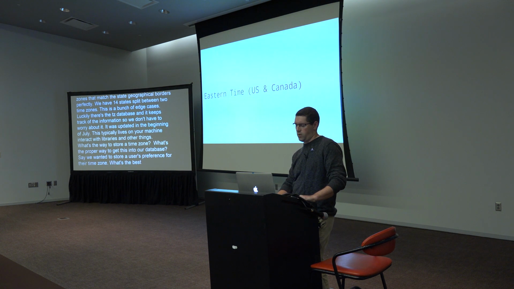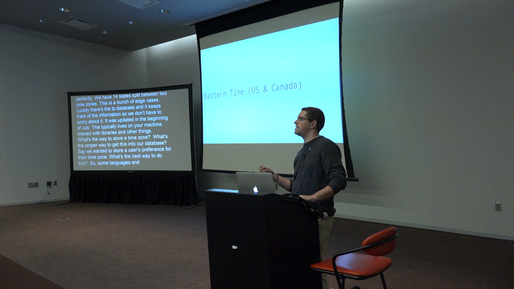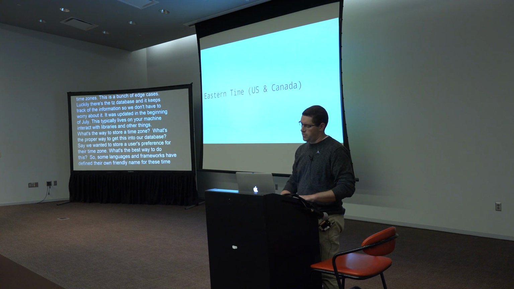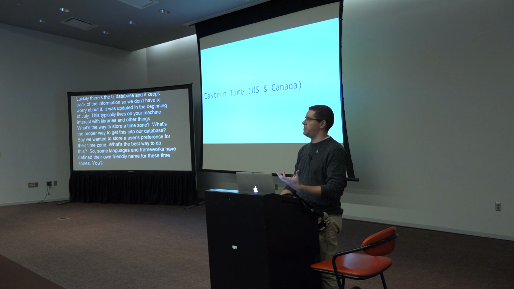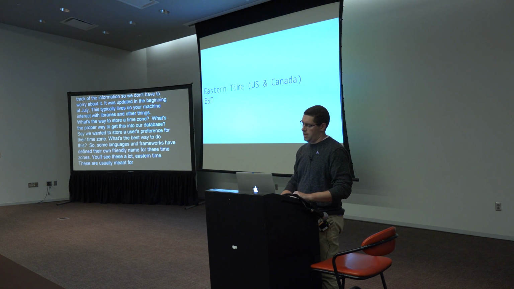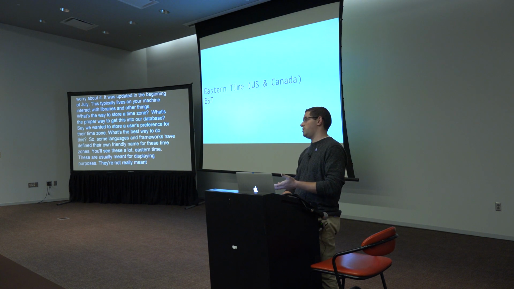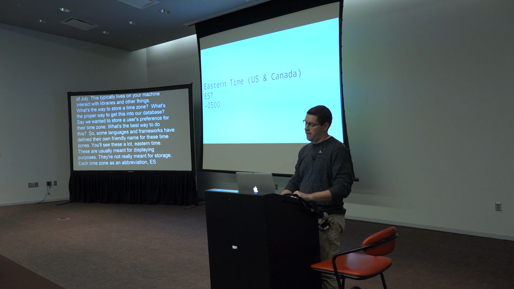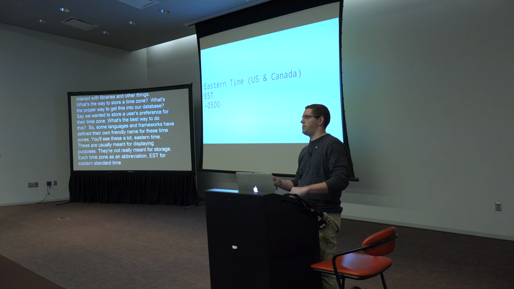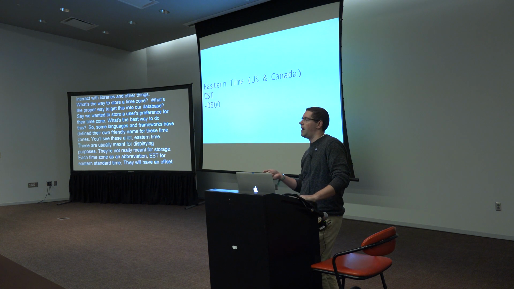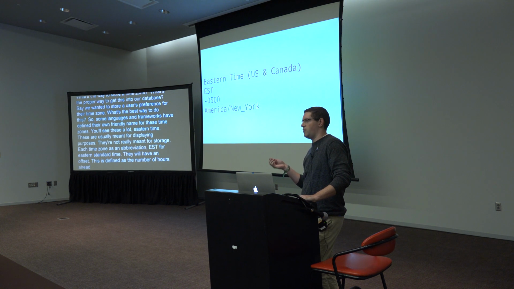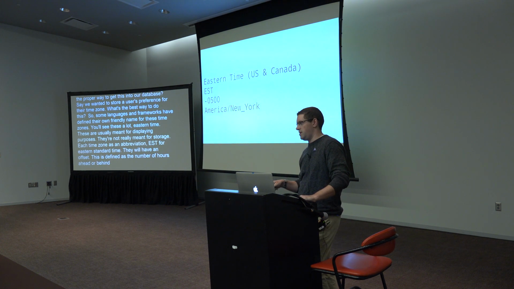So some languages and frameworks have defined their own friendly names for these time zones, and you'll see these a lot, like Eastern Time. And these are usually meant for displaying purposes. They're not really meant for storage. Each time zone also has an abbreviation, EST, for Eastern Standard Time. They will also have an offset, and this is defined as the number of hours ahead or behind of Greenwich Mean Time. And then there's the identifier, the canonical name that is in the TZ database.